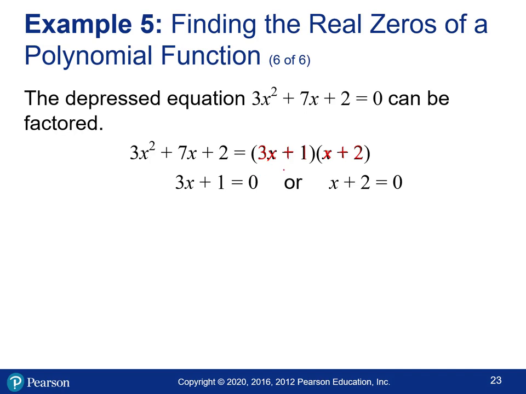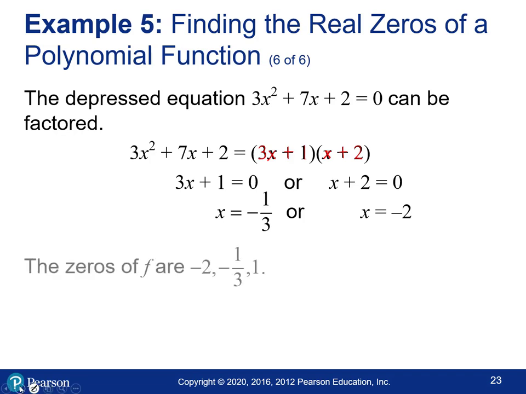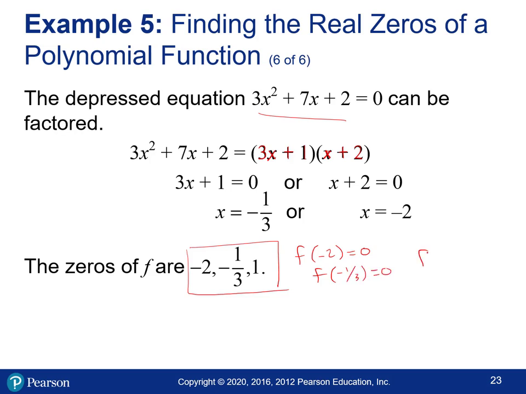And then set each factor to 0, and then solve for x, and you'll get that x is negative 1/3 and negative 2. And so if you go back to your list of possible rational zeros, both of those numbers were on the negative side of the list. So we could have tried more numbers, but this one was just quadratic, so we could just use our factoring techniques. So the zeros of our function are negative 2, negative 1/3, and 1. Meaning, when we plug in each of those numbers back into the original, you're going to get 0. So that's what it means to be a real zero.